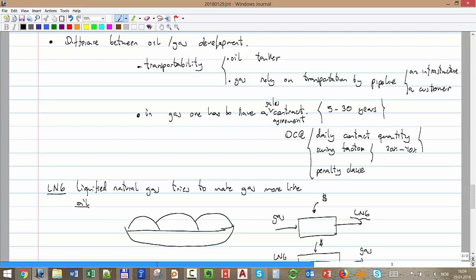We will say flare it. Flaring is not permitted anymore. It's forbidden in many countries in the world. So then I have to find a way to re-inject it. Hmm? And what is the problem with re-injection?